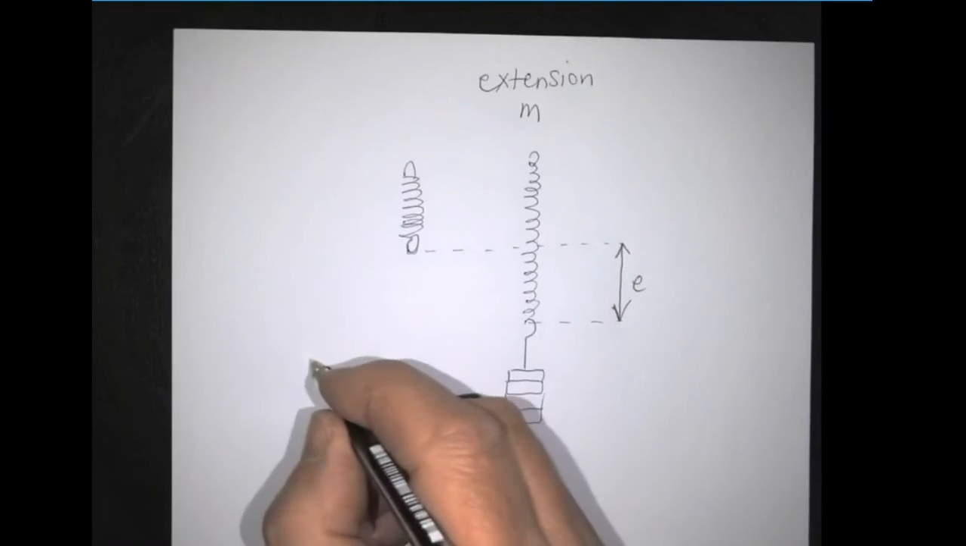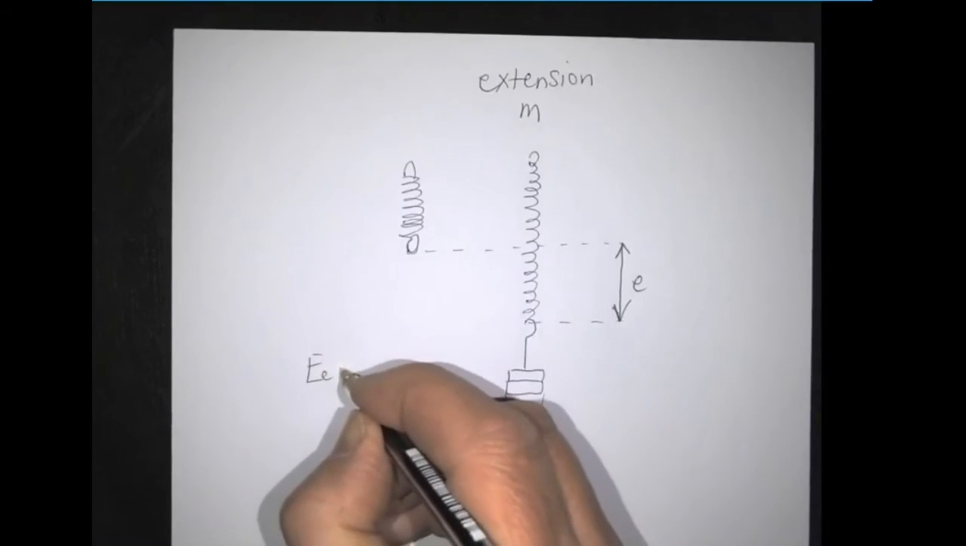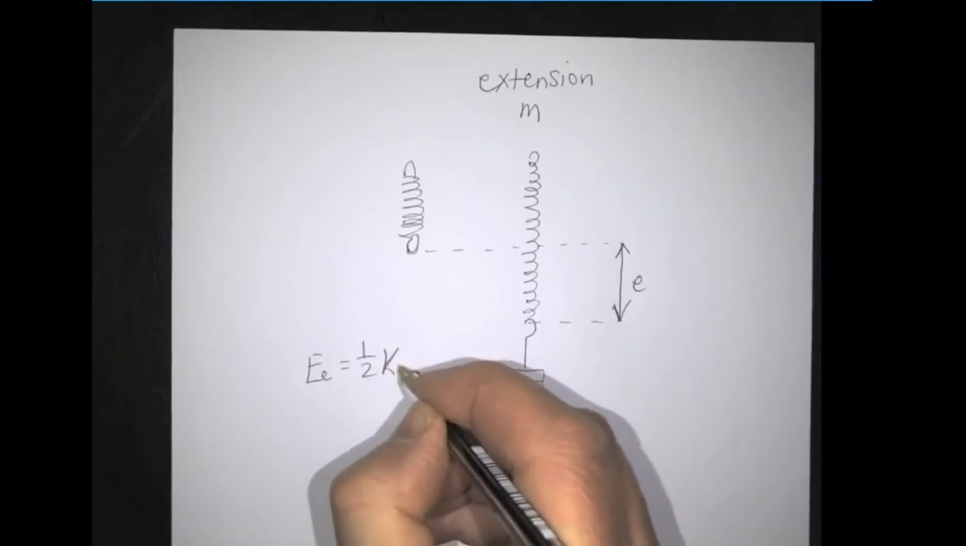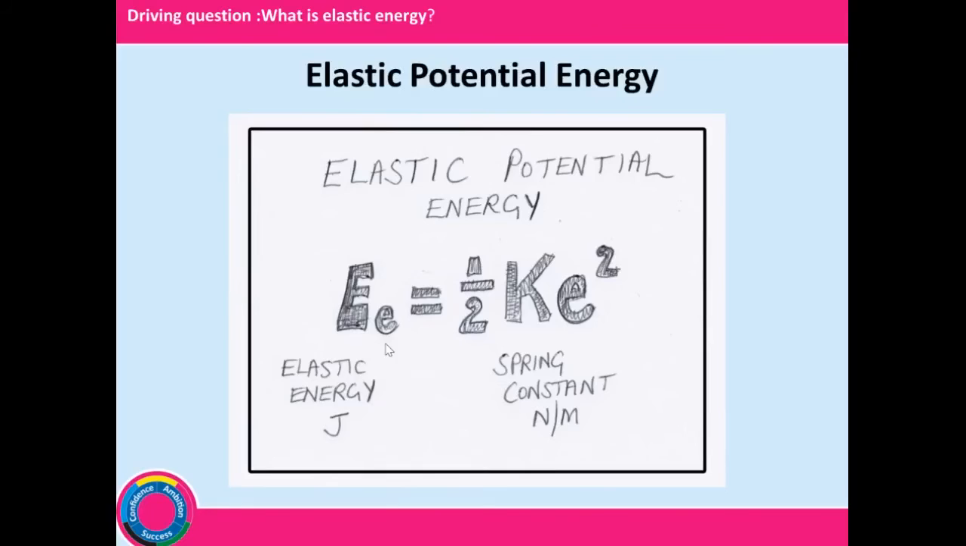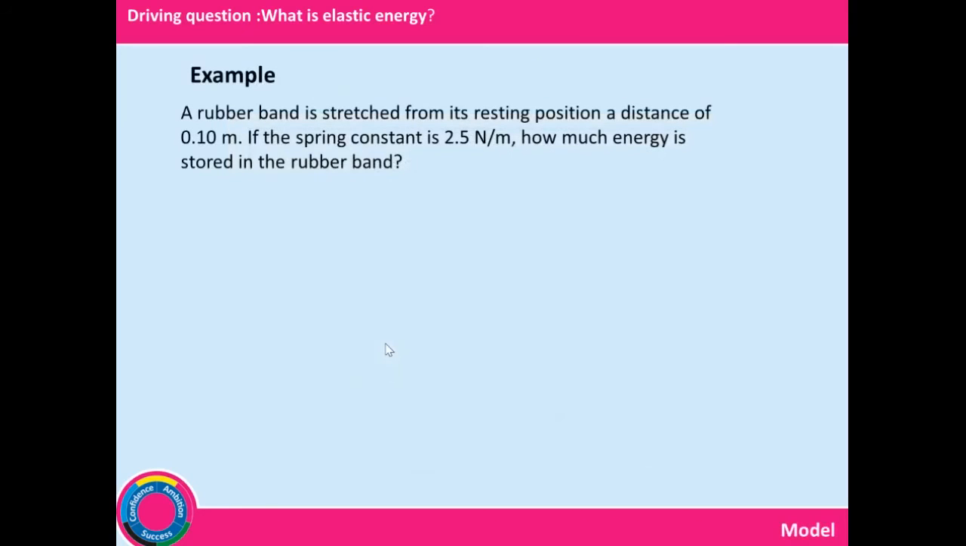And remember our equation? Elastic potential energy. That's the equation for elastic potential energy we've just looked at. Let's have a look at an example. A rubber band is stretched from its resting position a distance of 0.1 meters. If the spring constant is 2.5 newtons per meter, how much energy is stored in the rubber band?